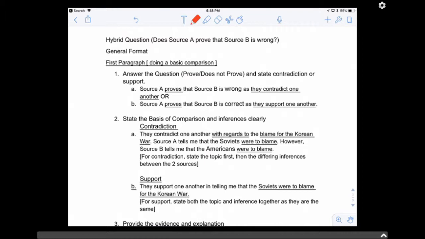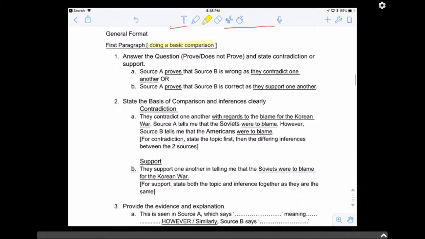So let's say you get this style question: does source A prove that source B is wrong? Okay, a general format. First paragraph, do a basic comparison. Remember to answer the question. This applies to all questions that you get. You have to answer the question, right? It's either A proves that B is wrong as they contradict one another, or A proves that B is correct as they support one another. Alright, either one of this. Either they contradict or they support.